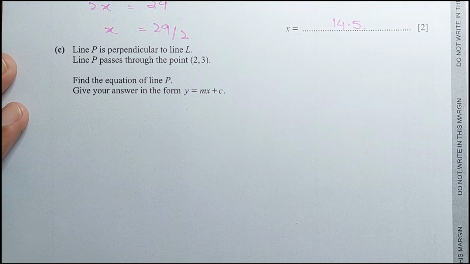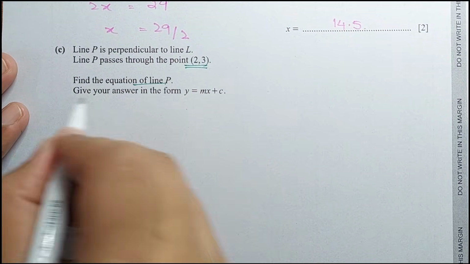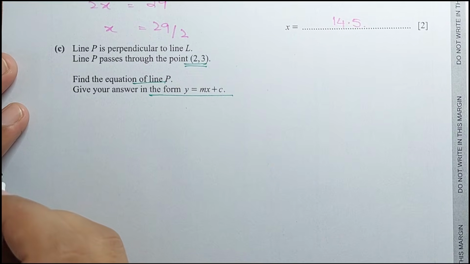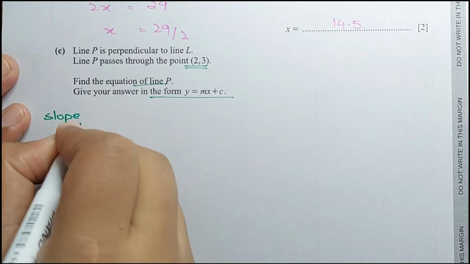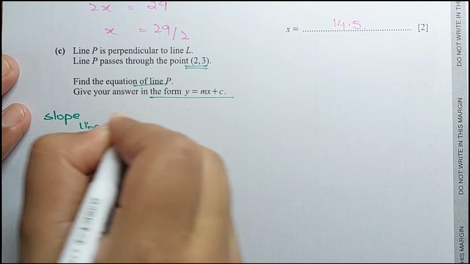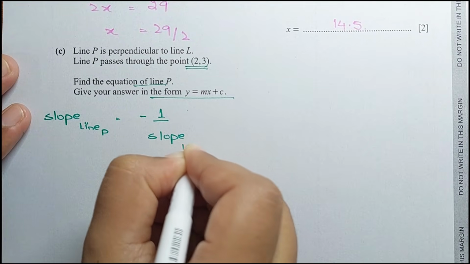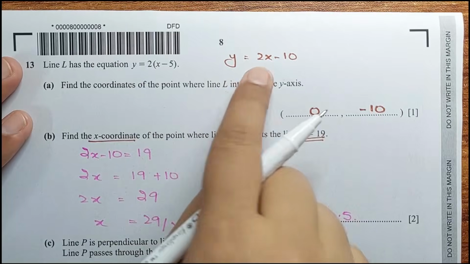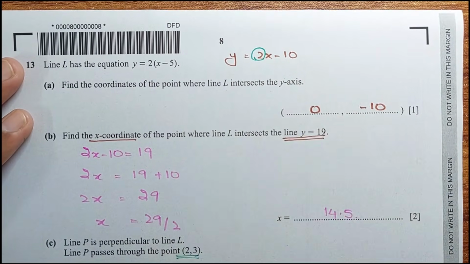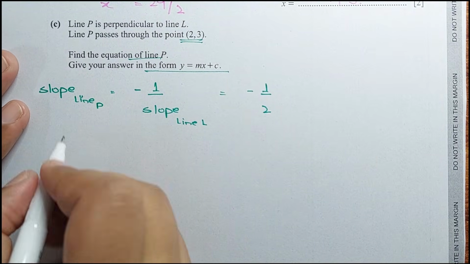Moving to part C, line P is perpendicular to line L. Line P passes through this point. Find the equation of line P and give your answer in this form. Line P is perpendicular to line L, so the slope or the gradient of line P is the negative reciprocal of the slope of line L, because they are perpendicular, right? So minus 1 over, what is the slope of line L? Line L's slope is the coefficient of x, which is 2. So the slope of line P is minus 1 by 2.